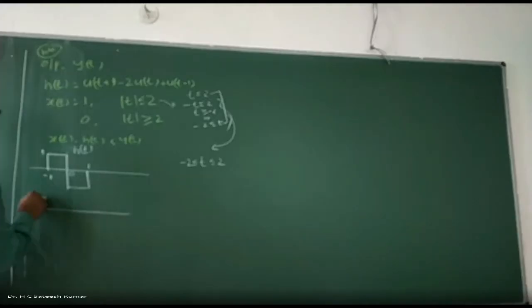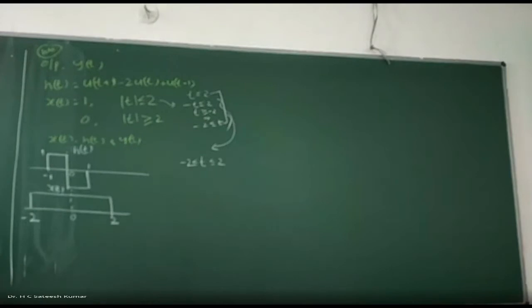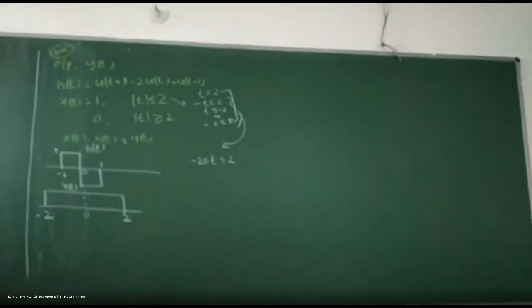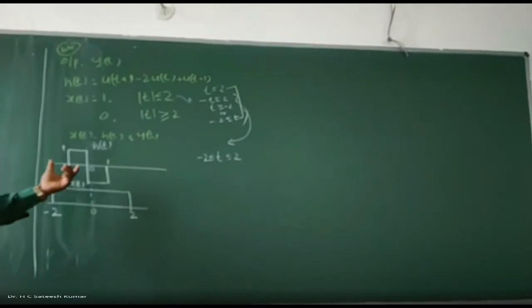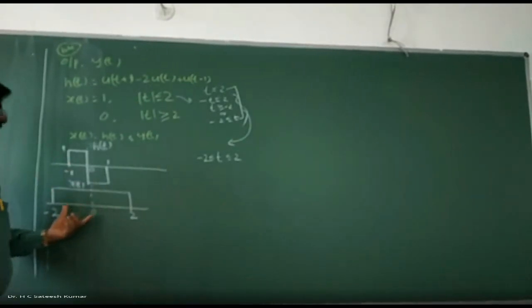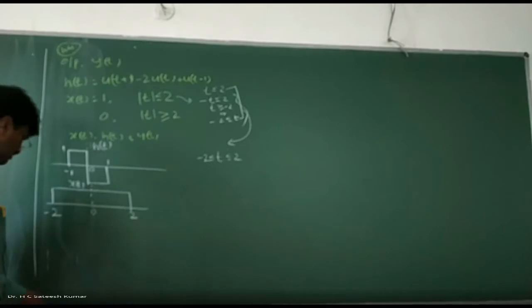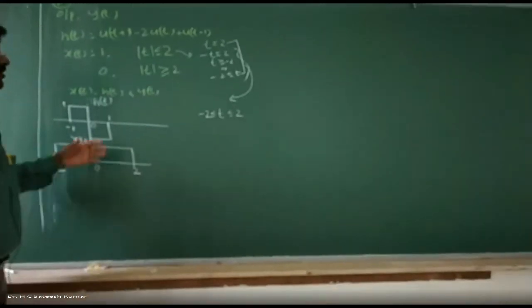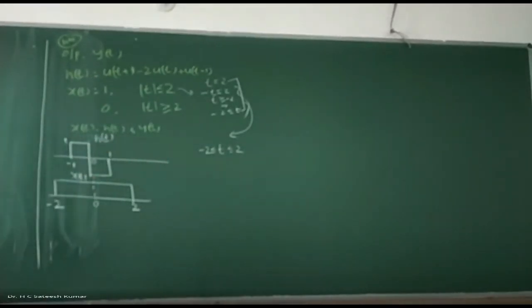That is, x of t lies between 0 and 2, and this is minus 2. This is your x of t. So how to solve this kind of problem? Better to shift the smaller one, since the bigger one is there. So therefore, go for this. I think you take the screenshot of this one, and I'll go further.